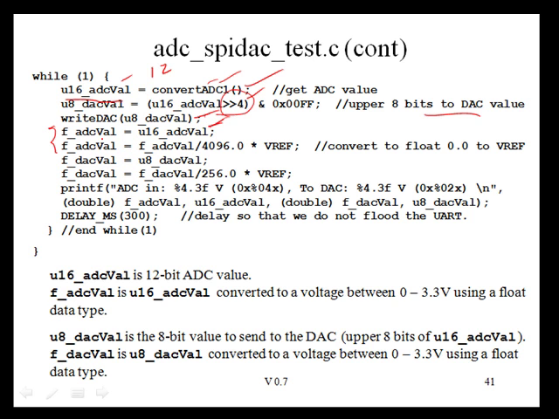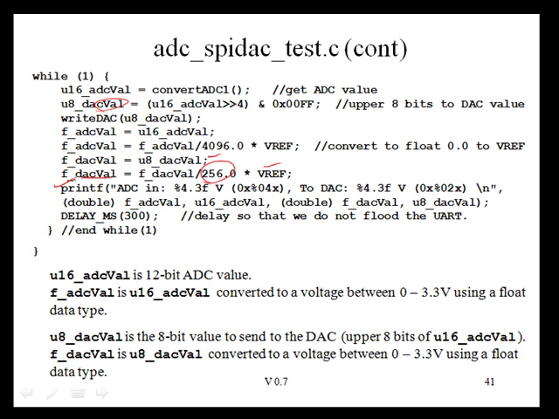We first copy that to a floating point variable. We then divide that by 2 to the 12th, which is 4096. Multiply that by VREF. This is defined to be 3.3 in our code, and that will give us a floating point variable that's going to represent the voltage that we read from the ADC. We're then going to do the same thing for the DAC value. We take the DAC code, we divide it by 2 to the 8th or 256, multiply that by VREF, and we get a floating point value for the DAC.